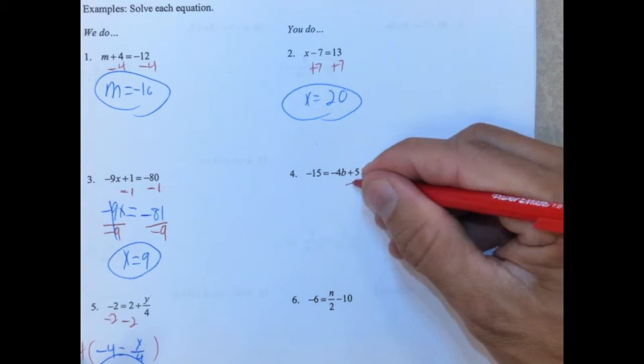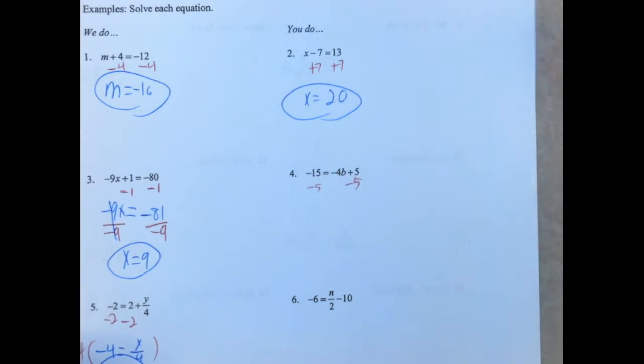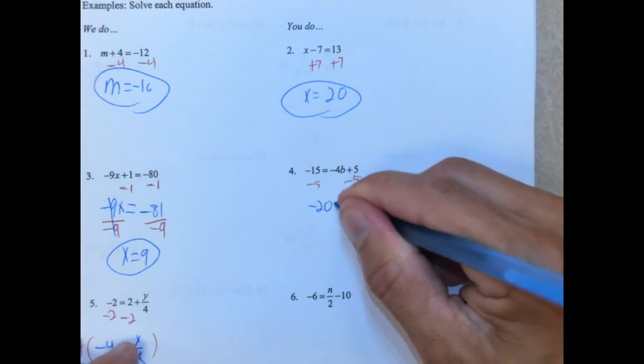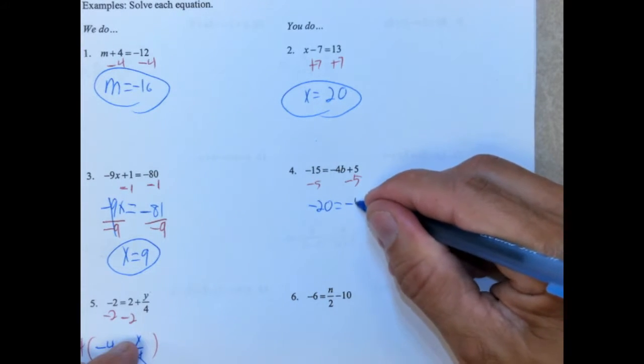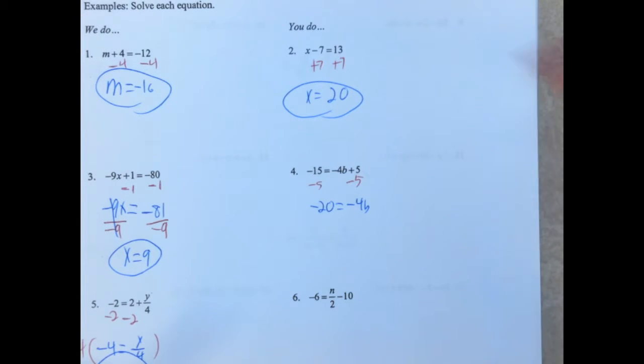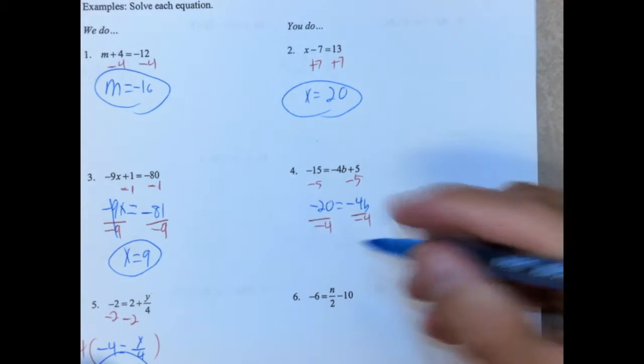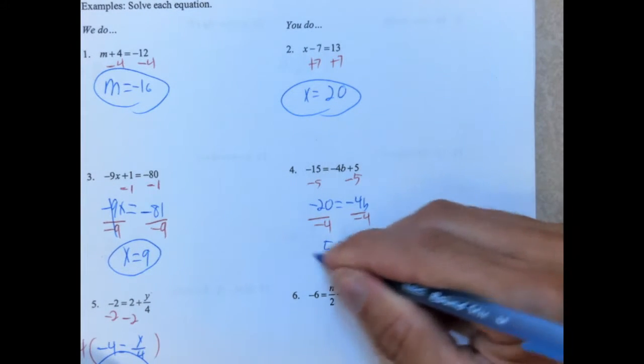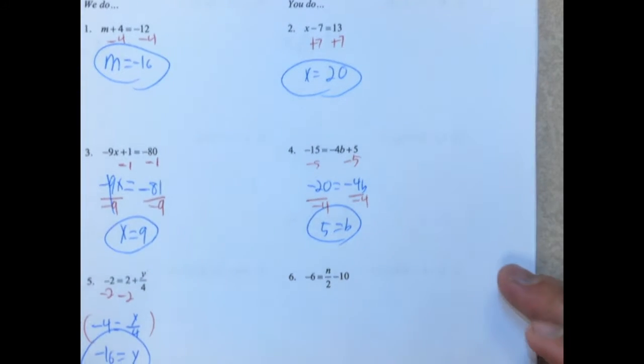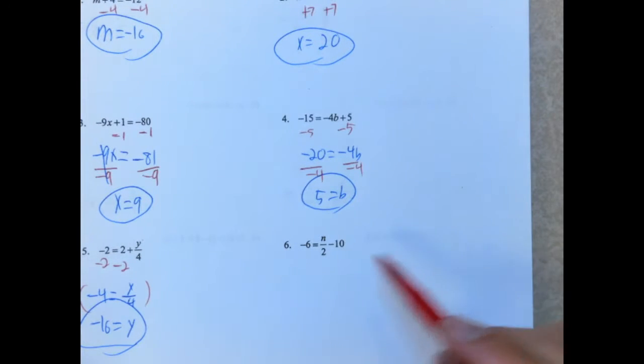Two-step equation. Let's get rid of the constant. We're going to subtract 5 from both sides. Negative 13 minus 5 is negative 20. Negative 20 equals negative 4b. Divide both sides by our coefficient, which in this case is negative 4. Negative 20 divided by negative 4 is positive 5. b equals 5. Let me know if I make a mistake, by the way, in the comments. I'm prone to do that from time to time.